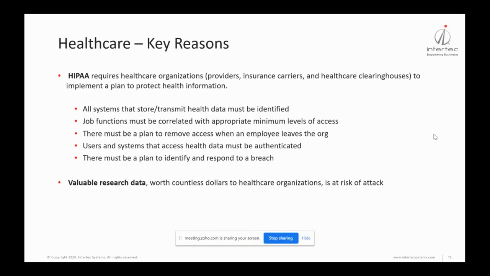Then many of the healthcare organizations carry valuable research data. So they do their own research, manufacturing of medicines or whatever it is. So this research is worth millions of dollars. Any breach to these applications or any breach to this research data is actually a loss of billions of dollars for these companies.